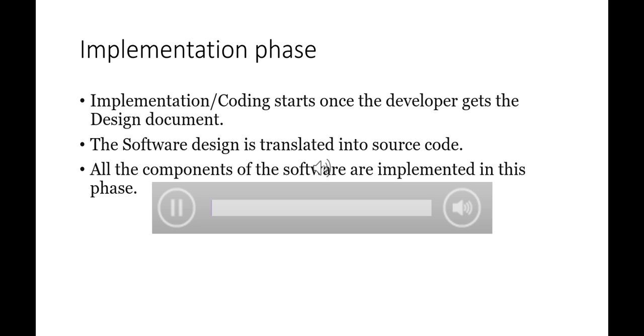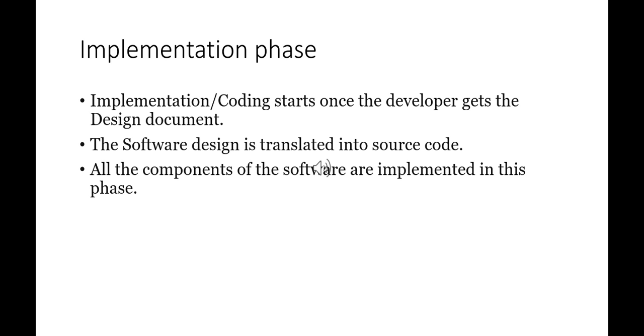After the design phase, we go for the implementation phase. Implementation starts once the developer gets the design document, and in this phase only the software design is translated into source code. All the components of the software are implemented in this phase.